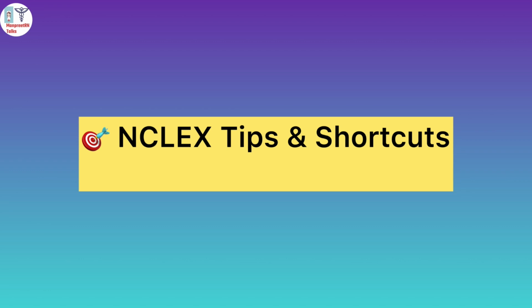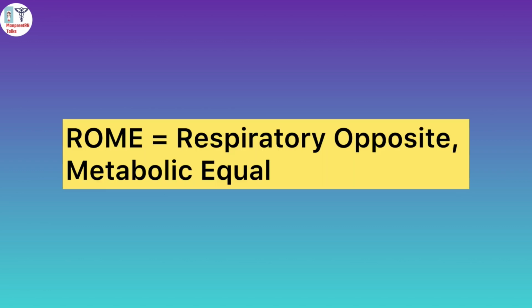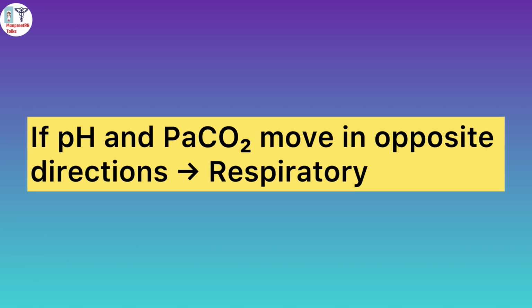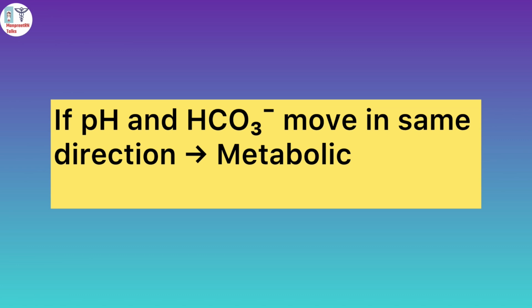So NCLEX tips and shortcuts you should remember. The word ROM means respiratory opposite and metabolic equal. So if pH and PaCO₂ move in opposite directions, it is respiratory. And if pH and bicarb move in the same direction, that is metabolic. So you can remember the word ROM: respiratory opposite, metabolic equal.